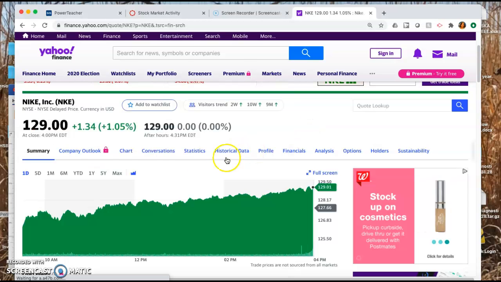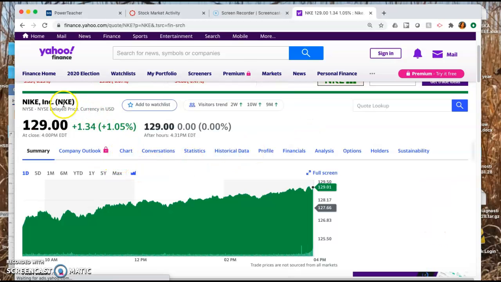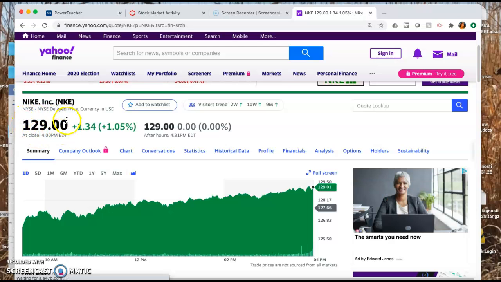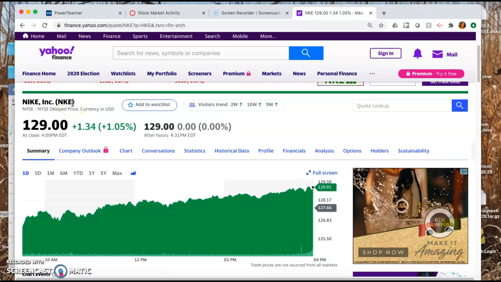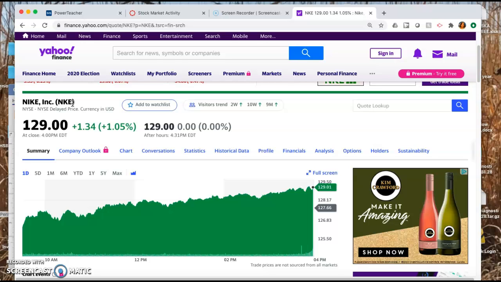This is the price per share now. So if I wanted to buy 1 share of stock in Nike, it would cost me $129 per share. This is the ticker symbol, which is an abbreviation. NKE is the ticker symbol, and every single company has some basic abbreviation. Every single one is different. That's what they're known as on the stock market, how you trade them.